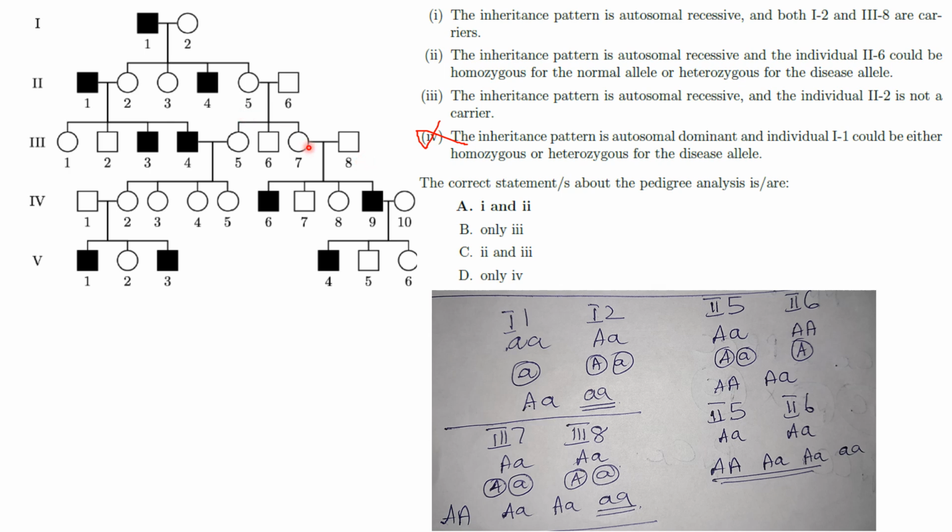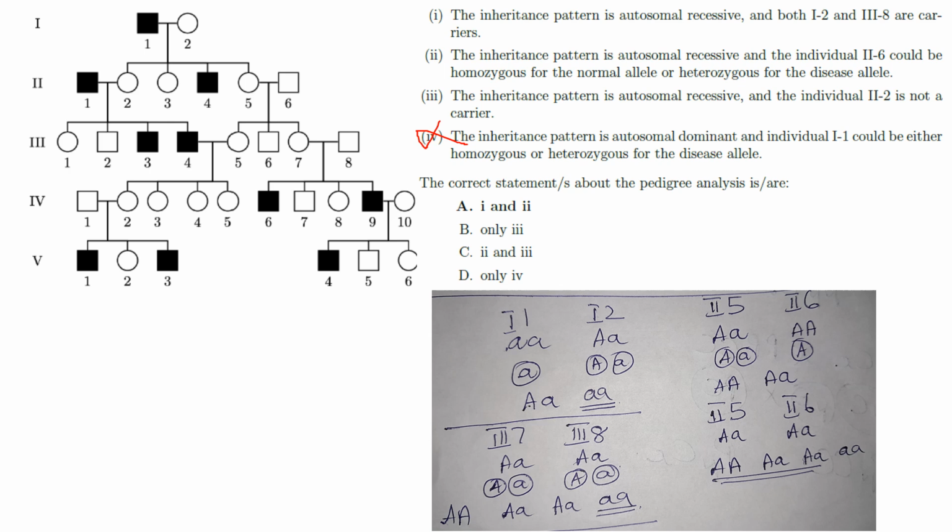Yes. So if 3, 8 is a carrier, and 3, 7 is also a carrier, only then will you get affected offspring. So these are the genotypes of 3, 7 and 3, 8, and you got affected offspring. See here.